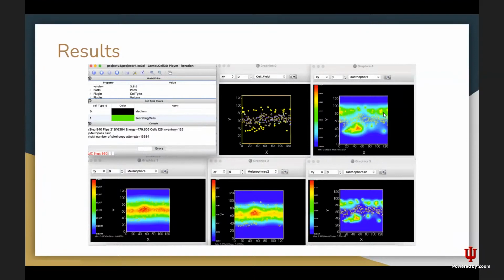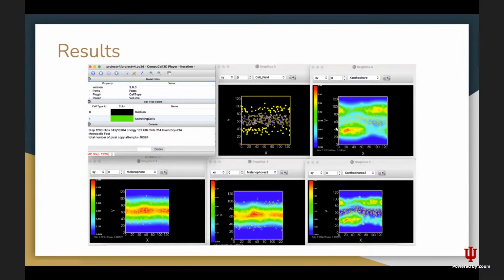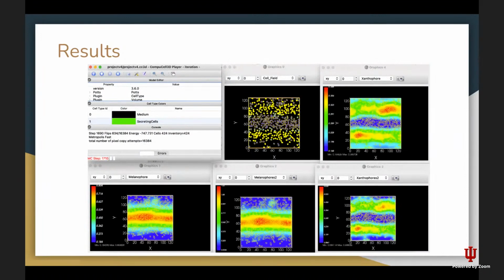As we keep going, you see more of that happening. You can start to see the stripes forming in the cell fields, and you can also see the chemical fields. It's still a little difficult to tell now, but where there's a high concentration of melanophores, there's a low concentration of xanthophores. This is at just over 1,000.